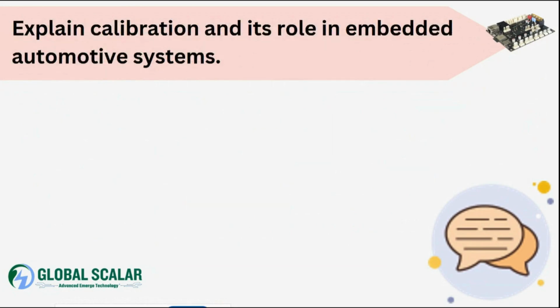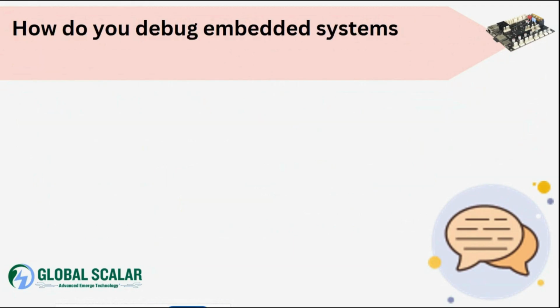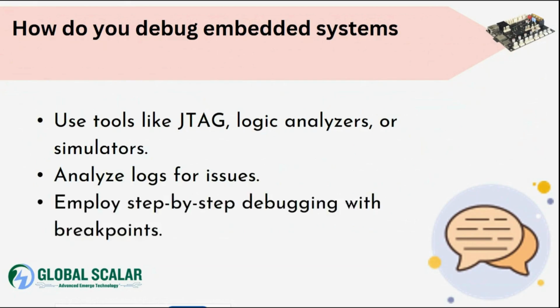Explain calibration and its role in embedded automotive. Calibration ensures that the system operates correctly by adjusting parameters like engine control or sensor sensitivity during development and maintenance. How do you debug an embedded system? By using tools like JTAG, logic analyzers, and some simulators. We are able to debug by analyzing the logs from the issues, and we go with step-by-step debugging using breakpoints.